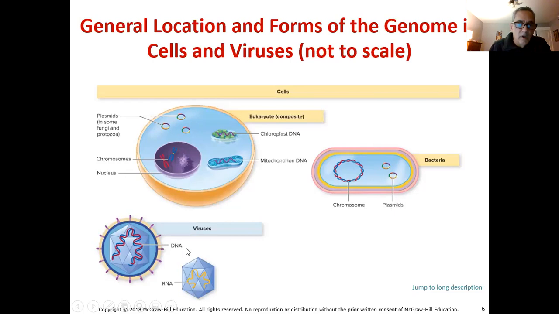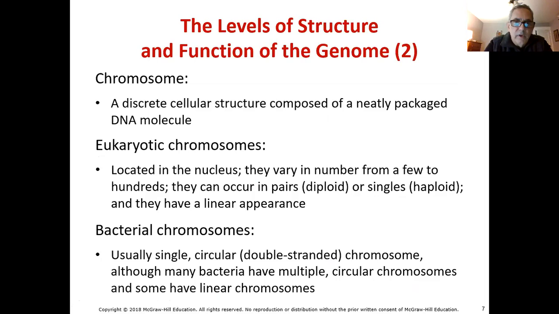Viruses have a small bit of genetic material enclosed in a protein capsid. Some of them have a membrane that they take from the host. They modify that membrane by putting their own proteins in it. The chromosome is a discrete cellular structure of neatly packaged DNA. Eukaryotic chromosomes are in the nucleus. They vary in number from a few to hundreds. They can occur in pairs or singles, and they have a linear appearance. Bacterial chromosomes are usually a single circular, but still double-stranded, DNA, although many bacteria have multiple circular chromosomes and some have linear ones. But that's a little unusual.